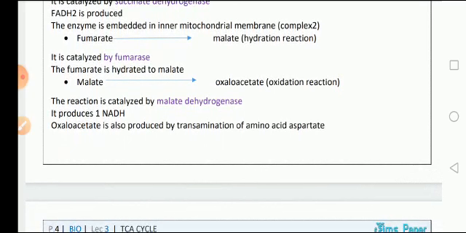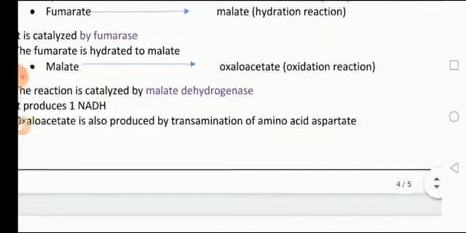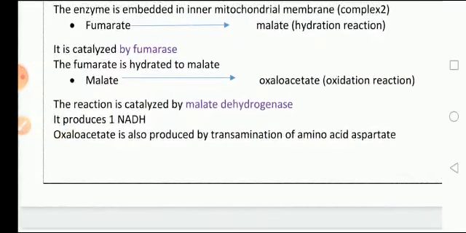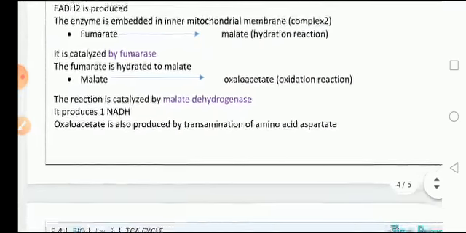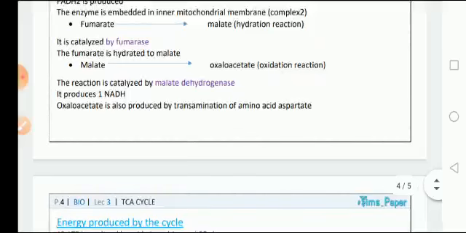This reaction is catalyzed by malate dehydrogenase. As you see here, actually the enzyme gets its name from the reaction. Malate because it affects the malate. Dehydrogenase because it removes hydrogen. Oxaloacetate can be also produced by transamination of the amino acid aspartate.